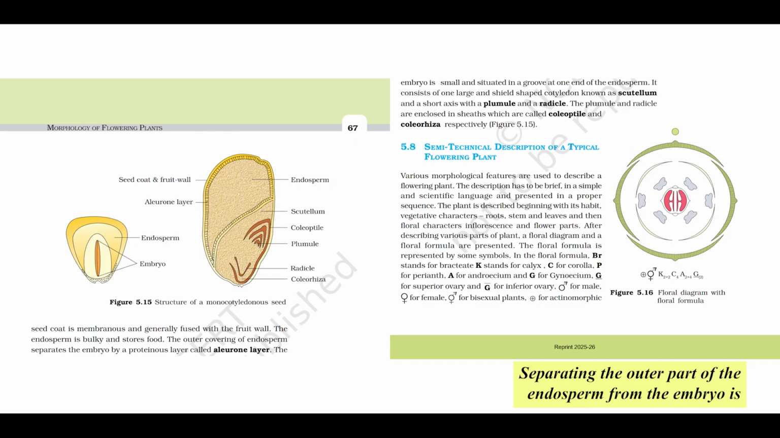Separating the outer part of the endosperm from the embryo is a distinct, thin, proteinous layer called the aleurone layer. This layer is metabolically active and very important. During germination, it secretes digestive enzymes like amylases that break down the stored starch in the endosperm into sugars, making the food available to the growing embryo. Aleurone layer: protein-rich, makes enzymes.